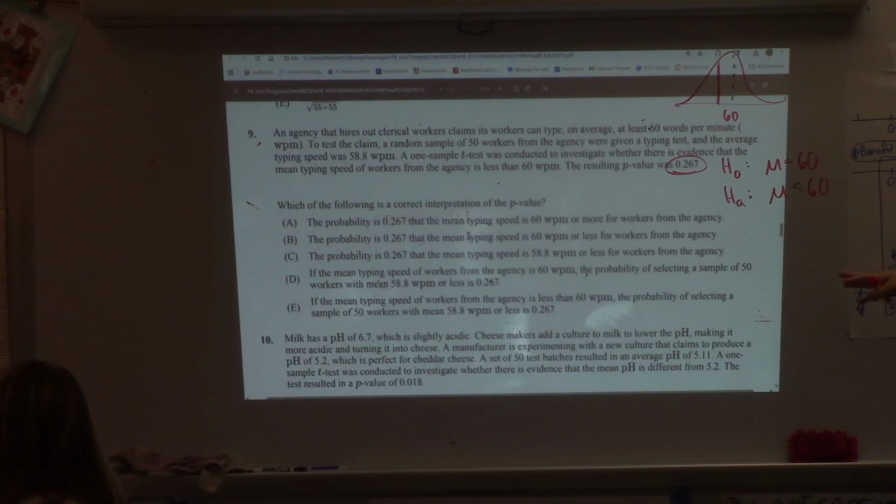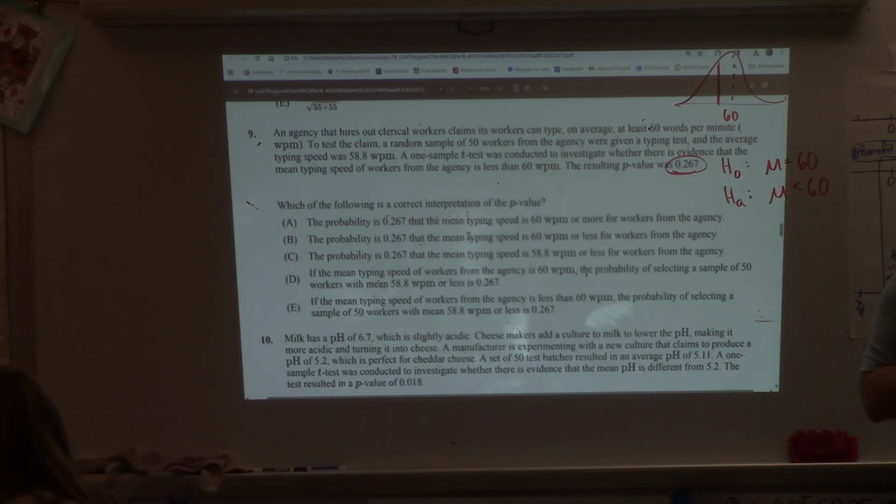All that to say, are there any of these answers that we can eliminate right away? What's wrong with A, B, and C? It starts with probability, that could be okay. I will say this, I would have gone down to D and E right away.